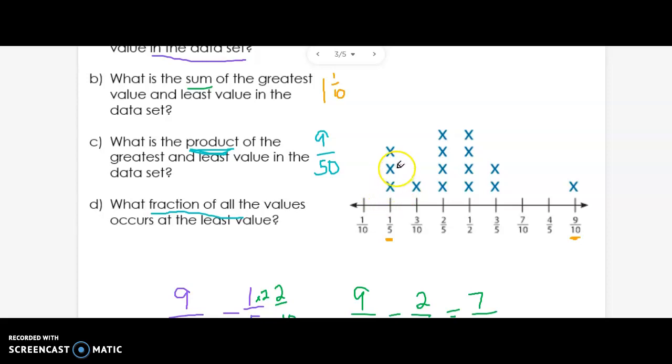There's 1, 2, 3, 4, 5, 6, 7, 8, 9, 10, 11, 12, 13, 14, 15. So I've got 15 in all. They want to know what fraction is the least value. So I'm going to find the least value and add how many points I have at the least value. 1, 2, 3. So my fraction is going to be 3/15 because these three right here, out of all the 15, are the least value of 1/5. And that's how you answer the question.